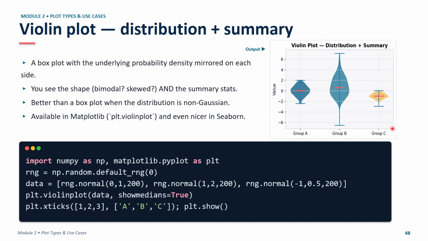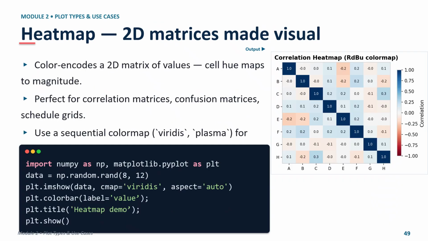When we compare matplotlib versus Seaborn, matplotlib's violin plot is functional but limited in customization, whereas Seaborn's sns.violinplot, which will be covered in later modules, is more polished and very much easier to use.